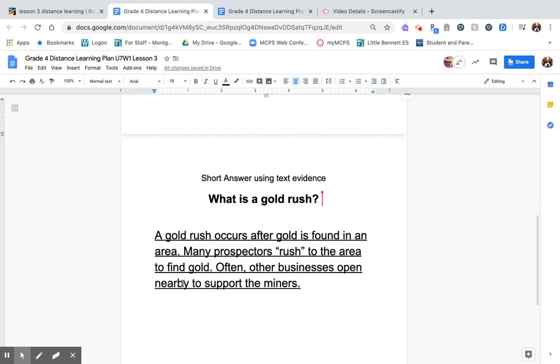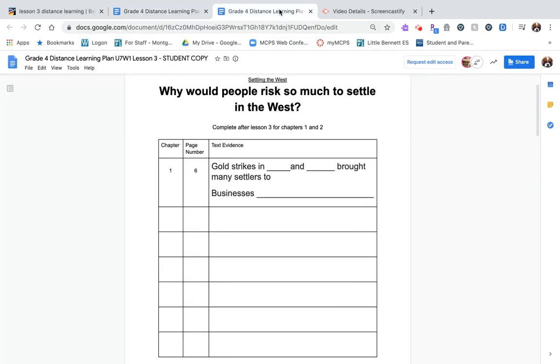Today, you will begin to collect text evidence to a different question. Why would people risk so much to settle in the West? You will answer this question over 2 lessons. Your job today is to reread chapters 1 and 2 and to fill in this graphic organizer with your evidence answering the question, why would people risk so much to settle in the West?